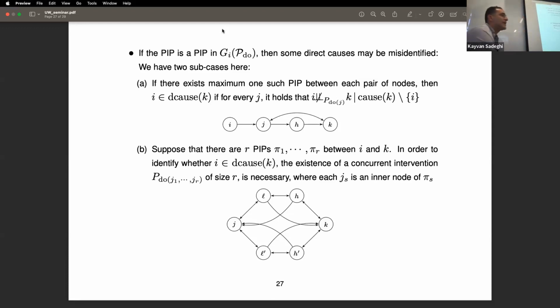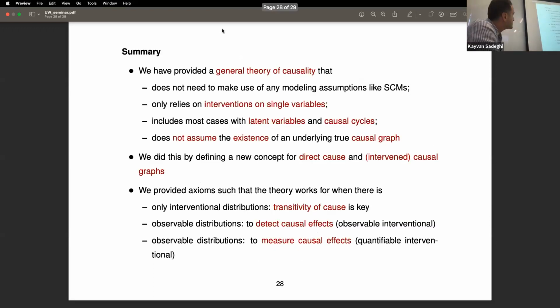So we know exactly when single interventions work, and in these complicated cases, we know how many concurrent interventions we need in order to be sure whether there's a direct cause or not. So there are certain cases where our theory does not work with single interventions.